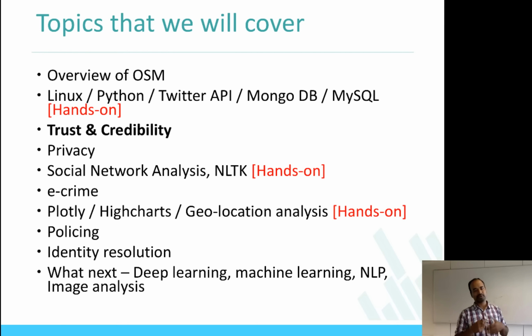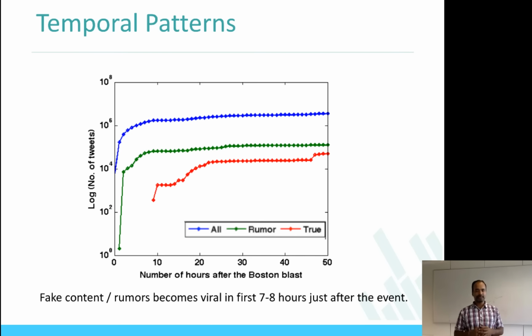This is a slide that I will probably repeat over the course multiple times, just to tell you where we are and where we're going. We finished the overview of online social media. In the lab sessions, we have done Linux and Python, and you will get to see a little bit about Facebook and Twitter APIs. Now we'll look at the topic trust and credibility in detail. Later we'll cover topics like privacy, social network analysis, e-crime, policing using online social media, and also identity resolution.